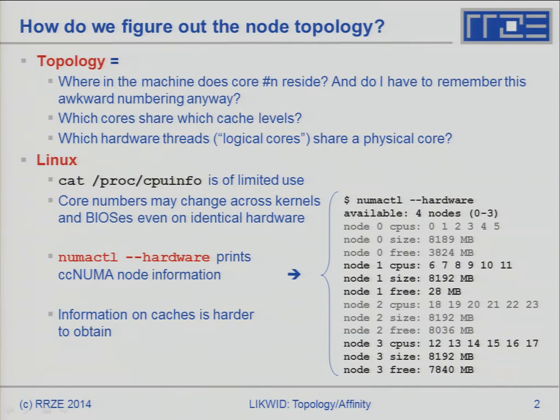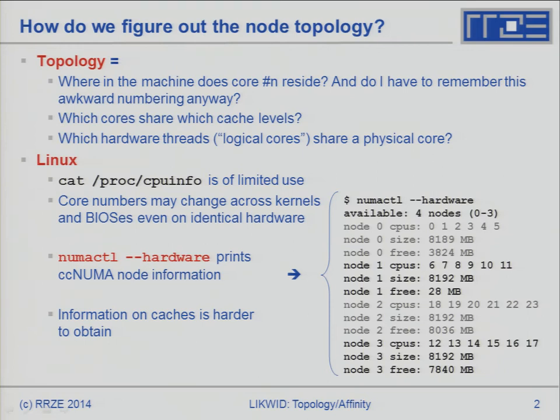And you also see the association of core IDs to NUMA domains. So 0 to 5 are node 0, 6 to 11 are node 1. Then 18 to 23 are node 2. So it's not consecutive, as you see. And this is also quite an interesting and important thing to see already.